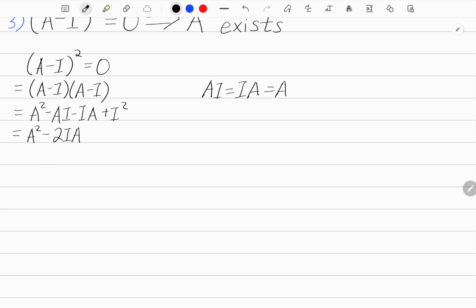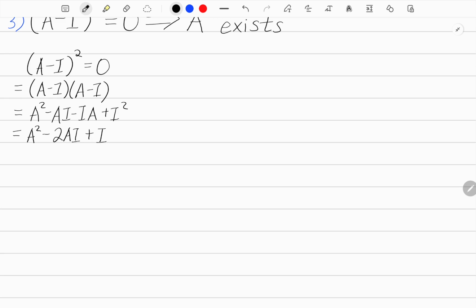Plus I squared, which is just I. I times I is I, like 1 squared is equal to 1. The identity times itself is I. And we get that this is equal to 0. This is good because we have the identity matrix by itself here.